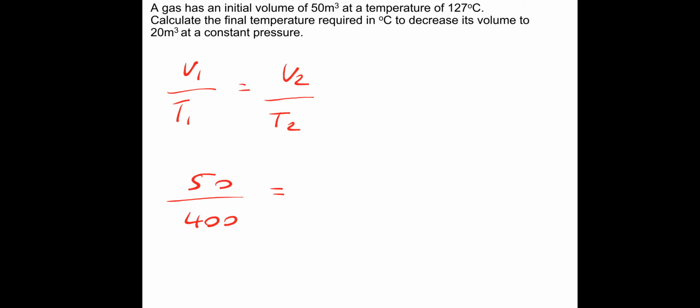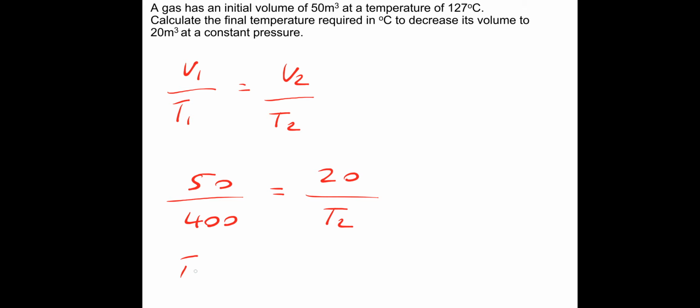Quick question. A gas has an initial volume of 50 cubic meters at a temperature of 127 degrees Celsius. Calculate the final temperature required in degrees Celsius to decrease its volume to 20 cubic meters at a constant pressure. So straight away, we've got V1 over T1 equals V2 over T2. So we've got 50 divided by temperature 1. So we're starting with 127 degrees Celsius, so we need to add 273 to give 400 Kelvin, equals volume 2, which is 20, divided by temperature 2.